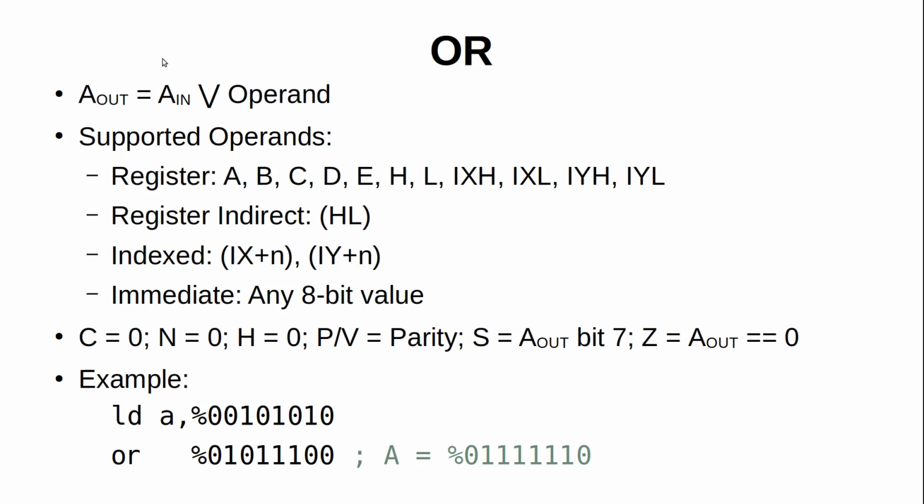The PV flag is used in this case for parity with the resulting value in A. The other flags are modified as expected, with S being set to whatever ended up in bit 7 of A, and Z is set if A is now all zeros, meaning that A was 0 before, and whatever value it was ORed with was 0 as well. It's this Z-bit behavior that lets us use the OR instruction as a holistic OR that we would see in high-level languages, and not just a bitwise operation.